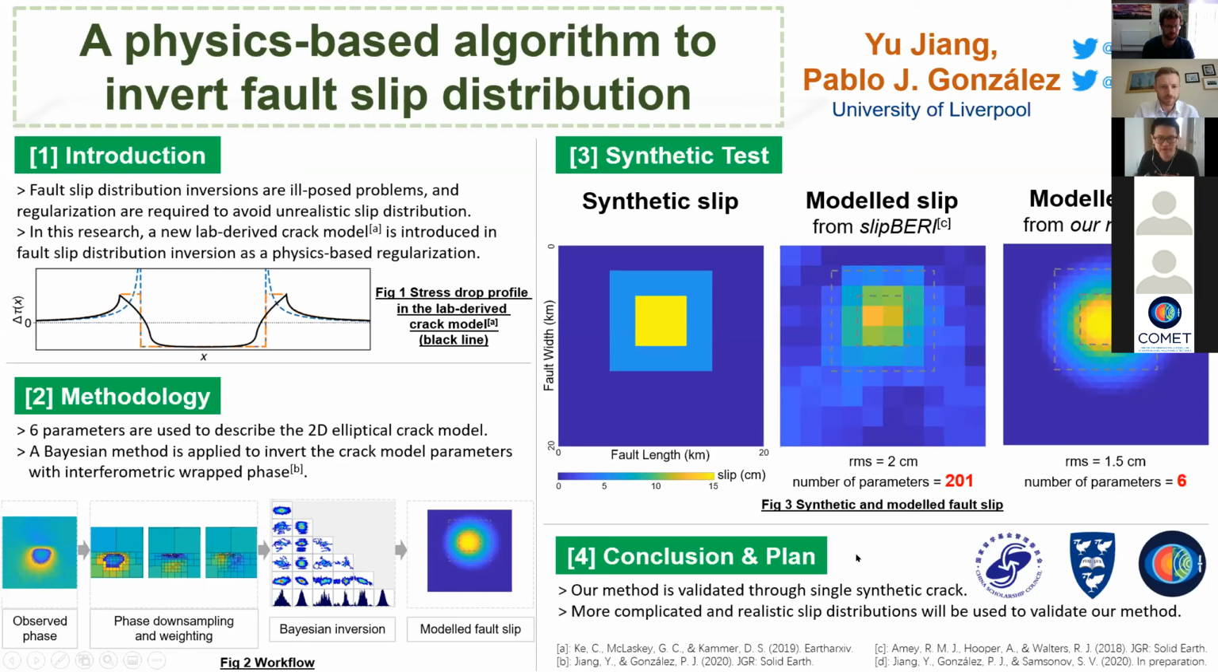And the conclusion is we introduce a new level-based crack model into the slip distribution inversion, and we validated it through a single crack. In the future, a more complicated and realistic slip distribution will be used for validation. Thank you, that's all. I'm looking for any comments or suggestions.